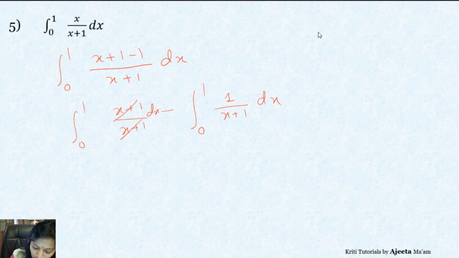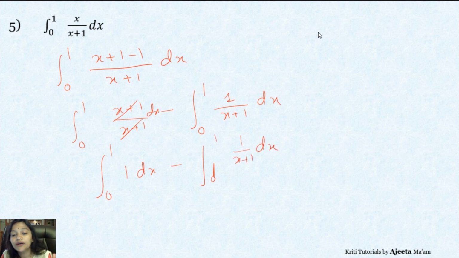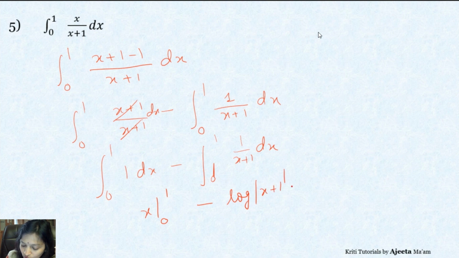So the first integral becomes 1 dx and the second is 1 upon x plus 1. Clear? So now here what is the integral of 1? X. So limits are from 0 to 1. Now next one, what will be the integral? Log of x plus 1. Yes, very good. So now here what do we get? 0 to 1. Now again we use the fundamental theorem of integral calculus, that is upper limit minus lower limit.